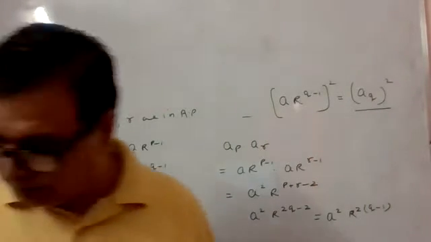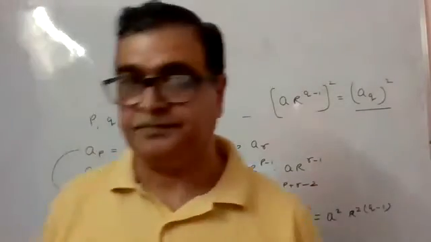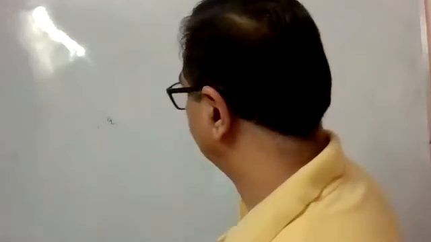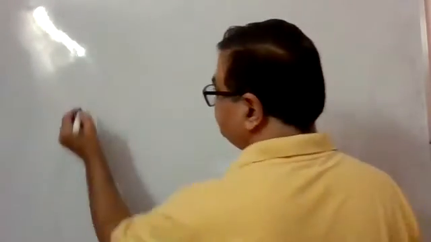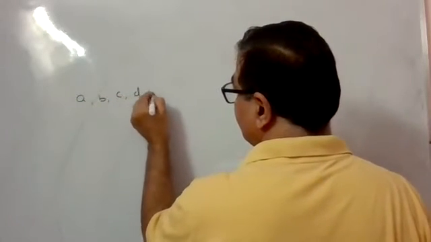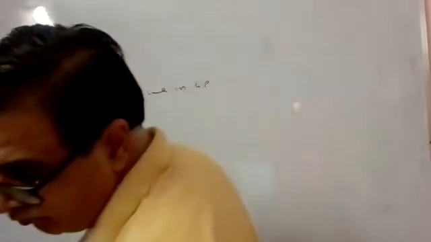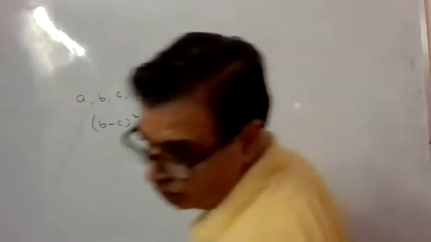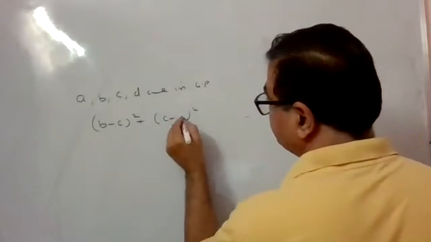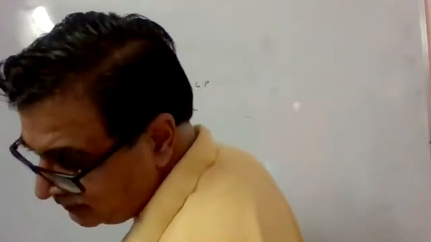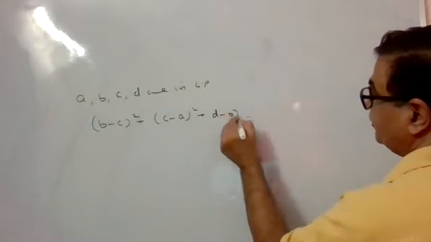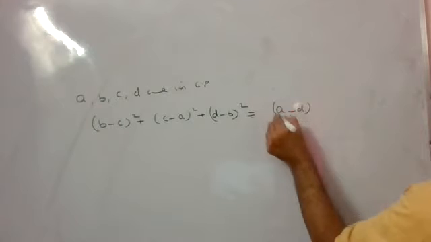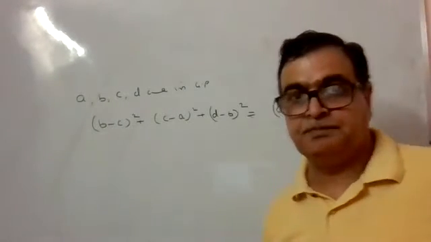Next question please. If A, B, C, D are in GP, then prove that B minus C whole square plus C minus A whole square plus D minus B whole square should be equal to A minus D whole square. We have to prove this.